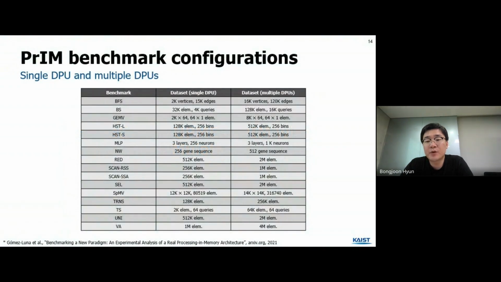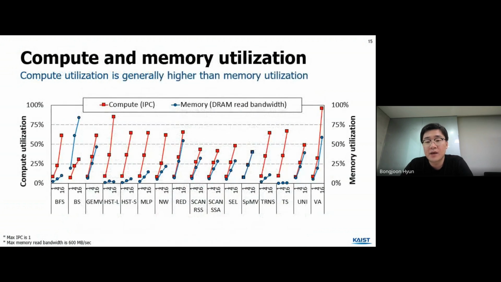As mentioned before, we used the open-source PRIM benchmark suite that can run on UPMEM-PIM to evaluate uPIMulator. The PRIM benchmark suite consists of 16 data-intensive workloads from various application domains, such as linear algebra, graph processing, neural networks, and etc., for which we use different input data sizes for evaluating single-DPU and multi-DPU based experiments, as shown in this table. This figure shows the compute and memory read bandwidth utilization of the PRIM benchmark suite.